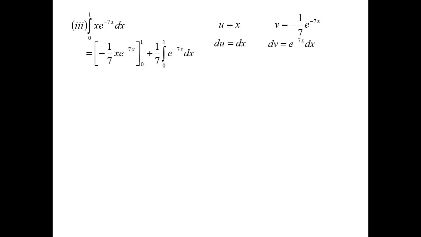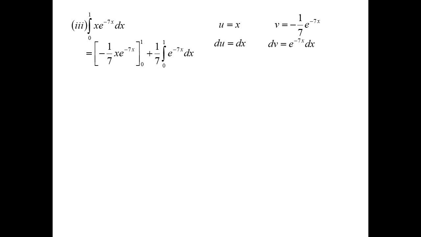Let's sub it in. Now, when we sub in, we've got a definite integral, so that uv part we put in square brackets, same as we do when we normally integrate, and put the limits on it. So I'm going from 0 to 1. And then my integral becomes plus 1/7 e to the minus 7x.